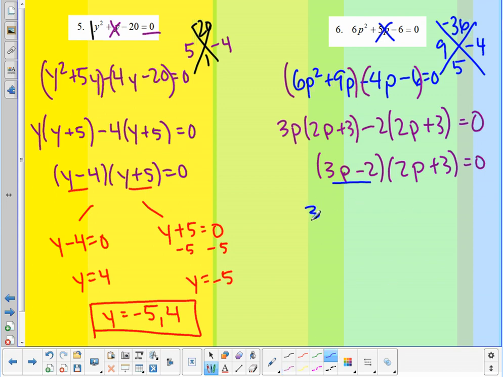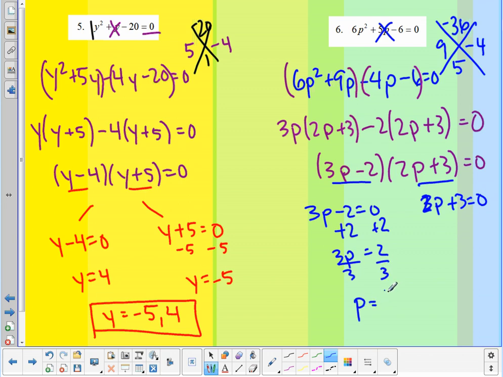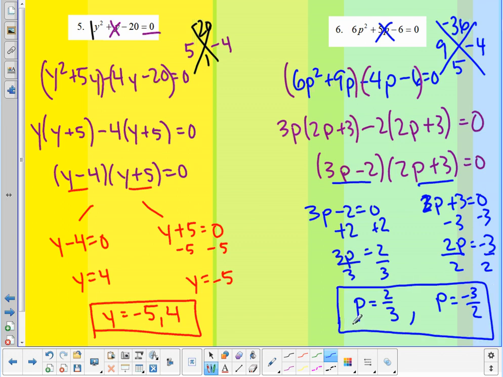So take that, set it equal to 0, take that, set it equal to 0, oops, sorry, 2p plus 3. Over here I would add the 2, that's 3p equals 2, divide by 3, and I get p equals 2/3. Over here, subtract the 3, I get 2p equals negative 3, and divide by 2. P equals negative 3/2. And again, you can just leave them as fractions. You don't need to simplify and make decimals.